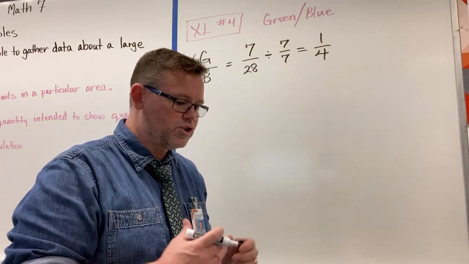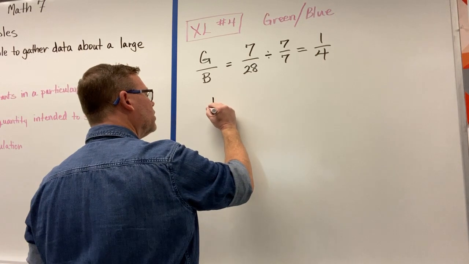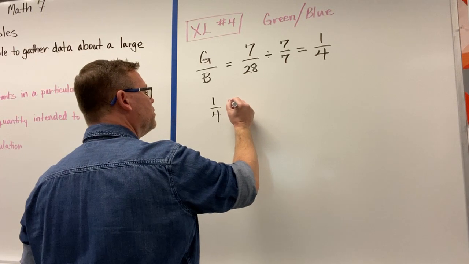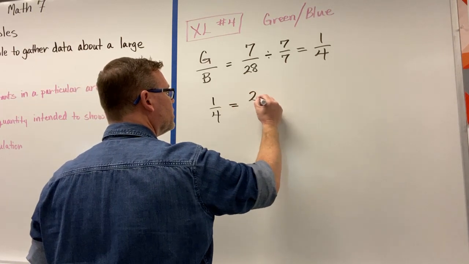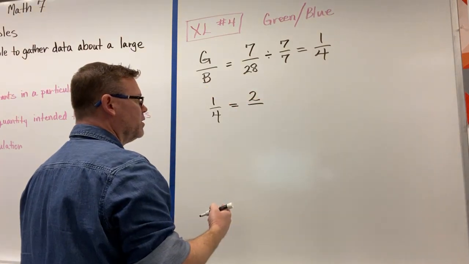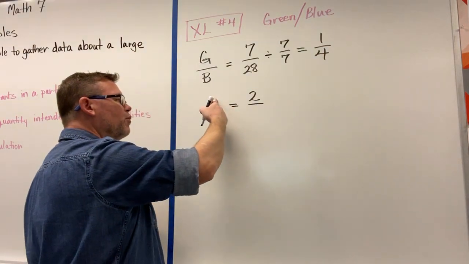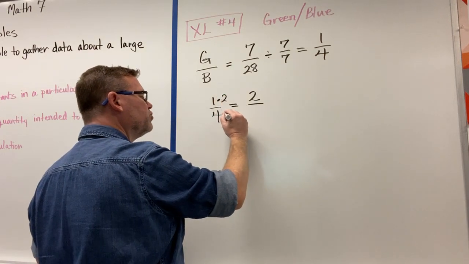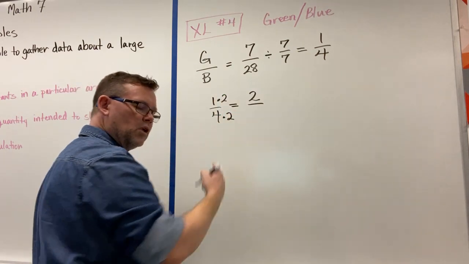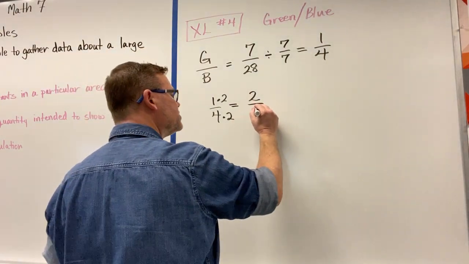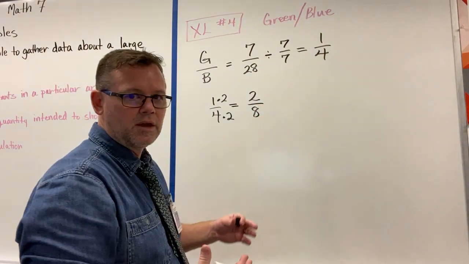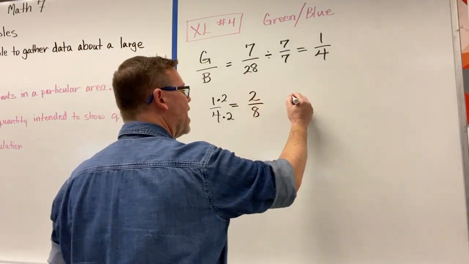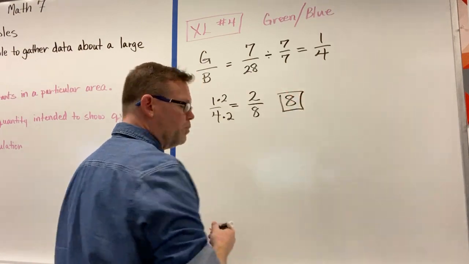So I'm going to take that 1-to-4, and they say if there are 2 green marbles, how many blue marbles would there be? Now I can look at this straight across and go, okay, for me to get from 1 to 2, I would have to multiply by 2. That means I should also multiply this by 2, law of ratios. And that means this is 2 to 8. It's proportional. That means if I have 2 green marbles, I'm going to have 8 blue marbles.